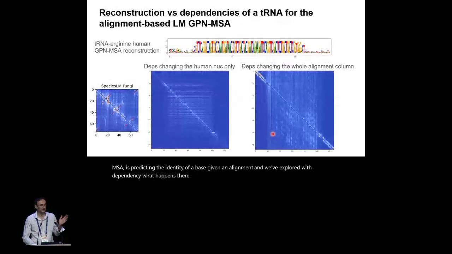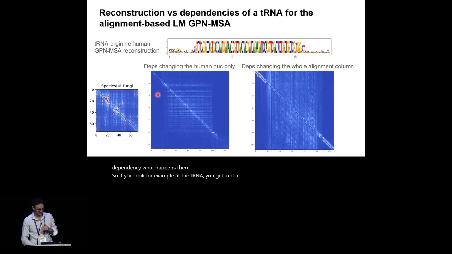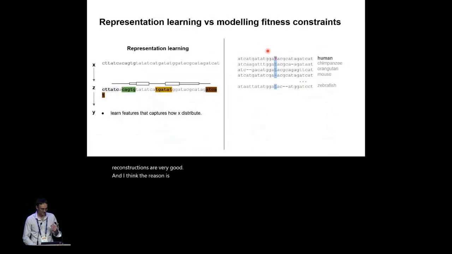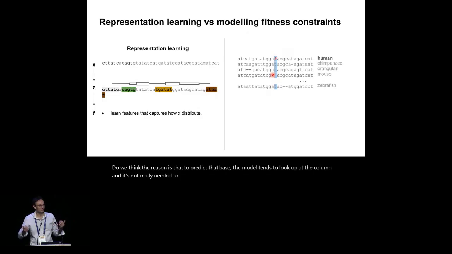If you look, for example, at the tRNA, you get no dependency at all, even though the reconstructions are very good. I think the reason is that to predict that base, the model tends to look up the column, and it's not really needed to learn an entire representation of motifs and dependencies. The alignment has already done the job. And so it's not so good, and that's a bit our conclusion at the moment.